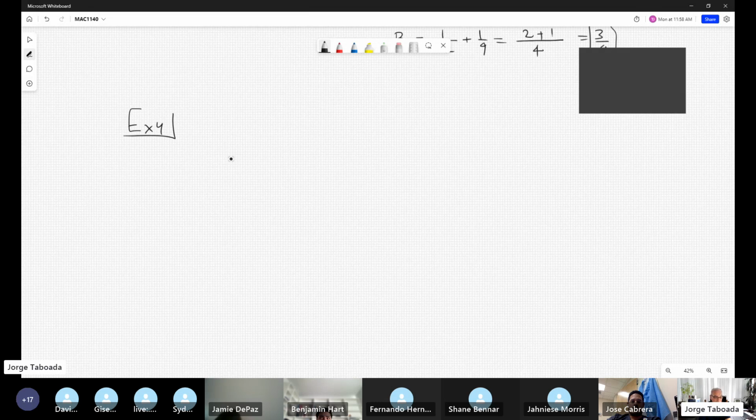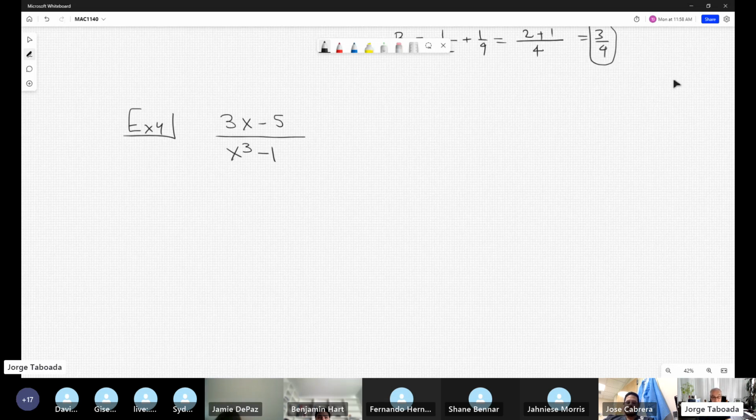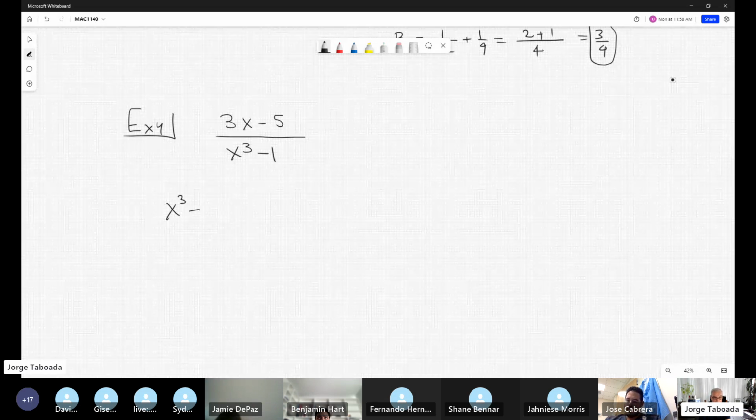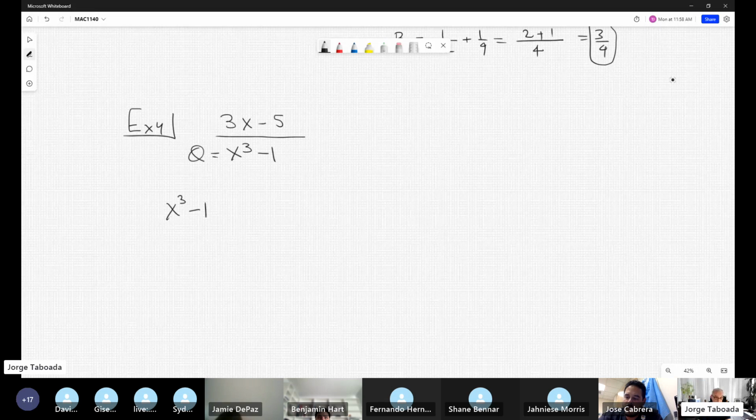Example four is 3x minus 5 divided by x cubed minus 1. Wow. At the beginning, I have no idea how many partial fraction decompositions you need. However, you take the expression in the denominator. By the way, it's not a polynomial, it's a binomial, two terms. It's the classical difference of cubes, sorry.